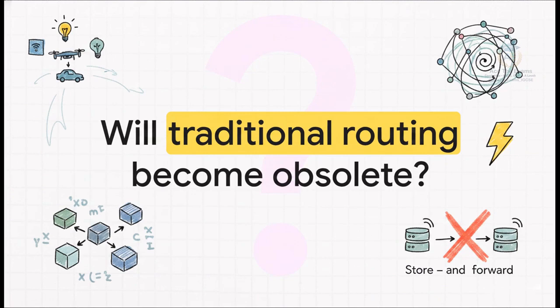Which really leaves us with a fascinating thought to ponder. As billions of new IoT devices come online over the next decade, creating just unfathomable amounts of traffic, is algebraic packet mixing going to be the only way our global infrastructure survives? Honestly, it's entirely possible that traditional store and forward routing will just become a relic of the past.